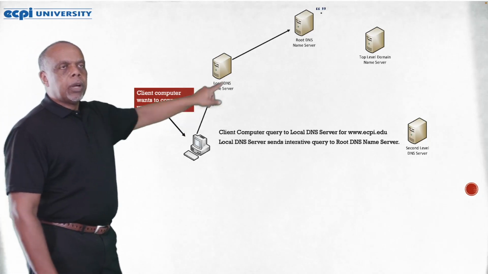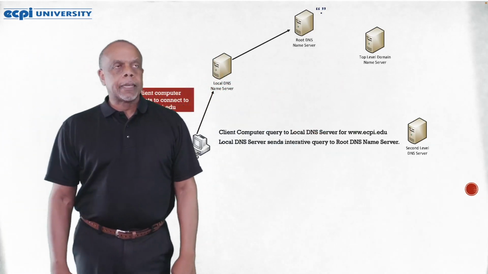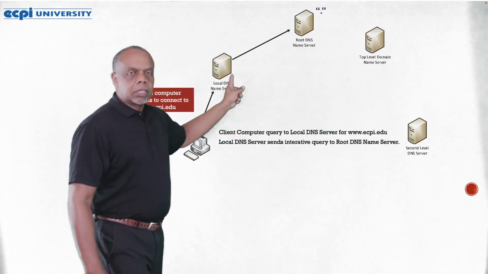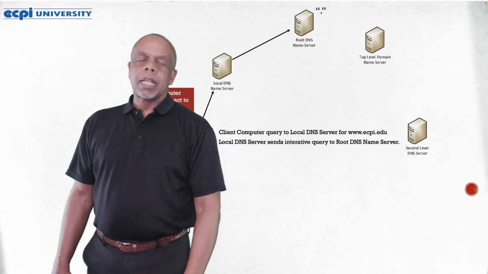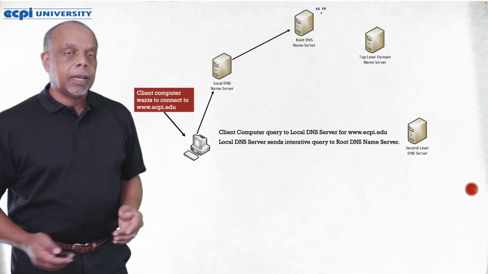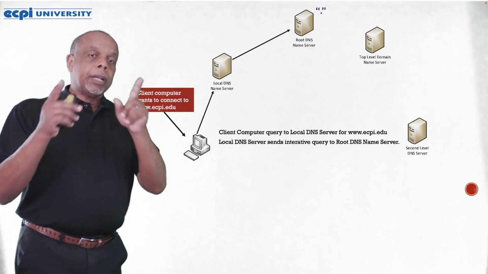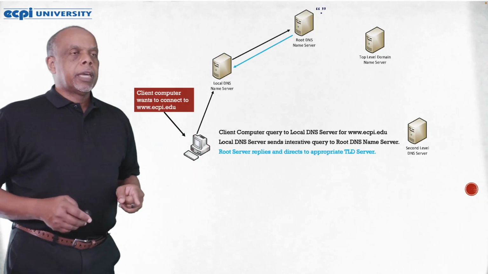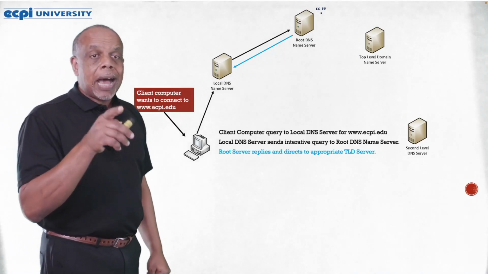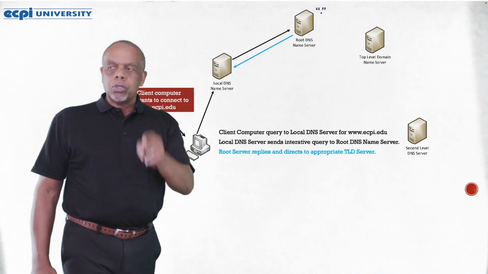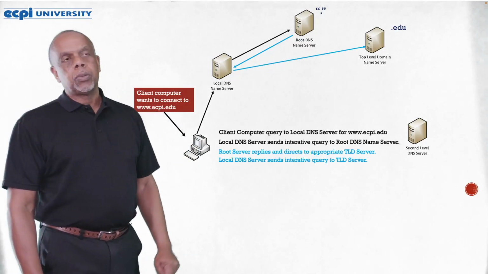It's going to go out and query one of the root DNS name servers, the dot. So it's going to ask this server, hey, do you know who www.ecpi.edu is? And this root server goes, well, no, I don't. But here's what I can do for you. Since I do know it's .edu, I can send you to the .edu top level domain name server. Boom. And that's what it does.